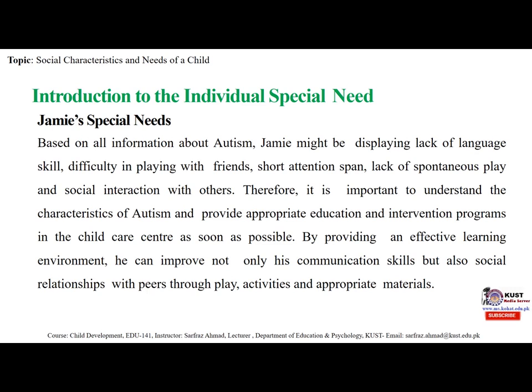By providing an effective learning environment, he can improve not only his communication skills but also social relationships with peers through play, activities, and appropriate materials. So these are the special needs of Jamie, and because his parents were not attending to him, he may face such problems in his life.